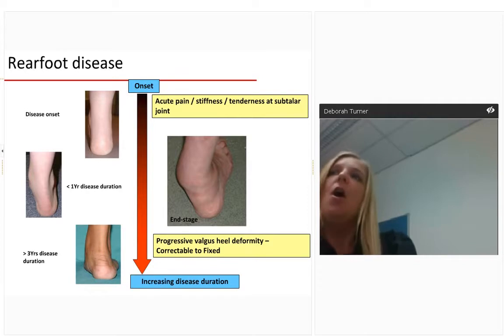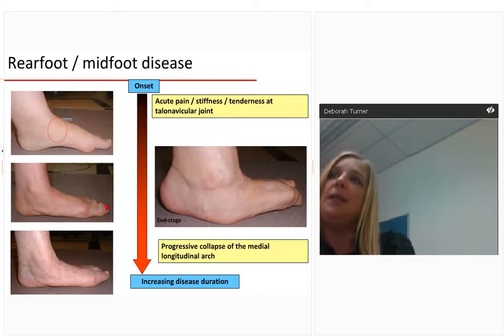In terms of the midfoot, what we will typically tend to see in progressive inflammatory joint disease is a collapse of the medial longitudinal arch. And again, we would want to get in at the early stage with rigid supportive devices to splint the integrity of the medial column and hopefully prevent the progressive collapse of the arch.